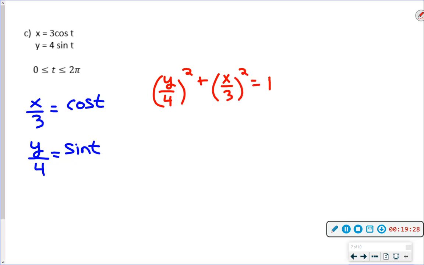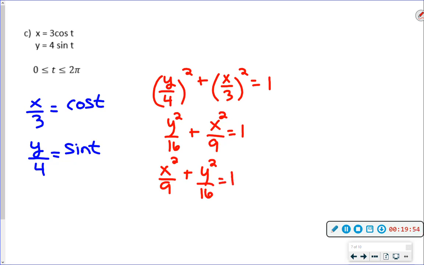Now I'm going to square out everything, of course. Y squared over 4 squared, I'm going to make it 16. X squared over 3 squared. I got rid of the t, so that's a win. Now again, this is just me being OCD. I like the x first and then the y. I like the alphabetical order. This is not a circle. So we're going to work off this equation.